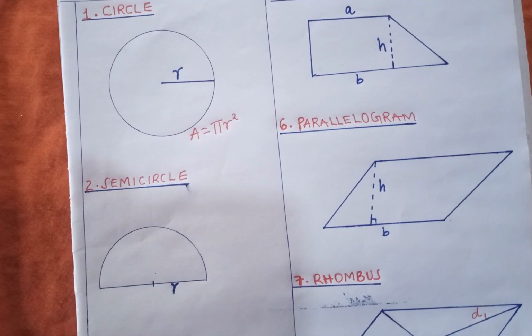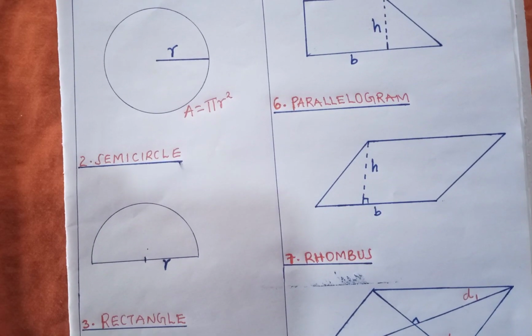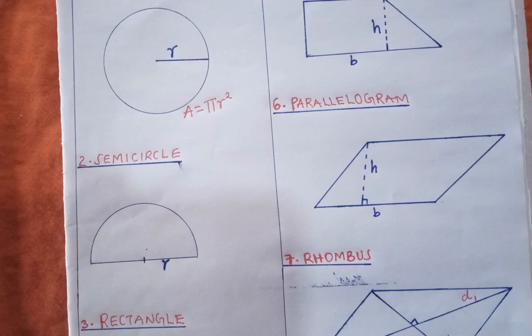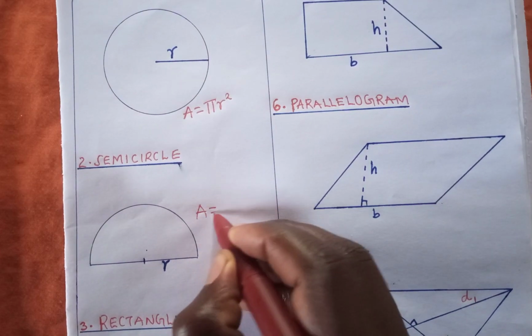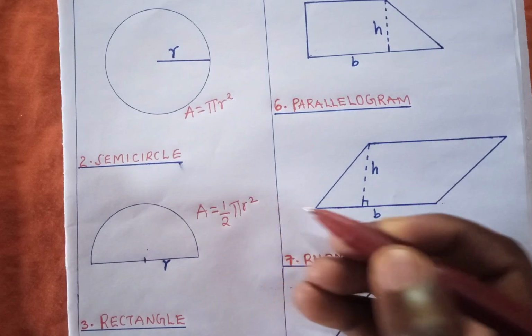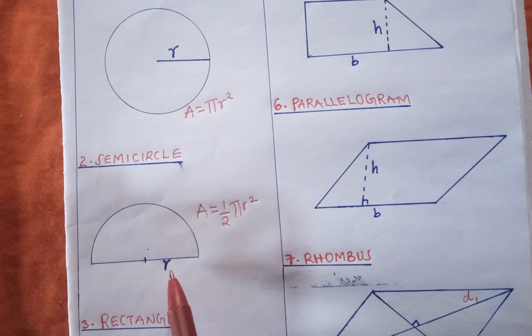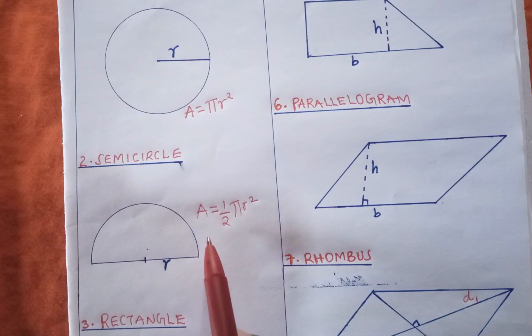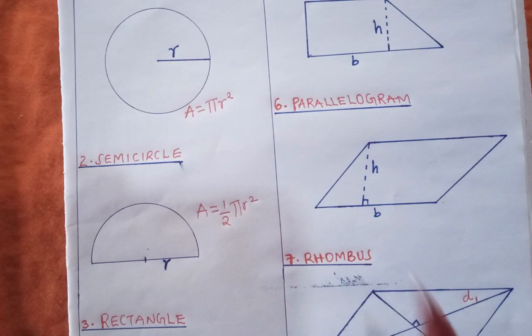The second figure that we have is a semicircle. A semicircle is in fact half of the circle. So what we are going to do to get the area of the semicircle is take half the area of the circle. So the area of the semicircle is a half pi r squared, and here is the radius. You'll be given a number in your exam, for example.